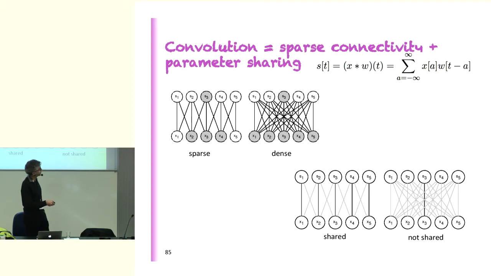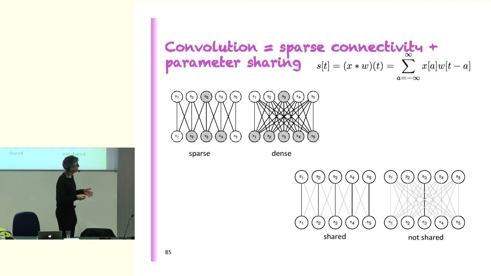If it was not shared, then each of the connections between any units would be different. It would have its own degree of freedom. But if it's shared, then at every position we use the same weights. And it's shared and sparse, meaning that this guy only sees a subset of the inputs. And because it's shared and sparse, we can extend the input.